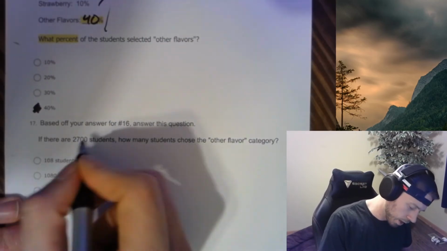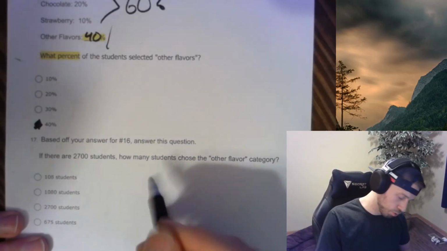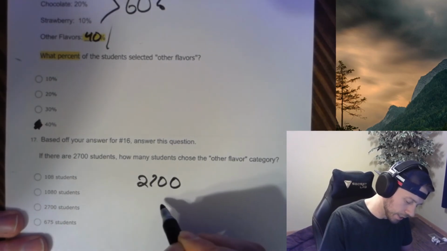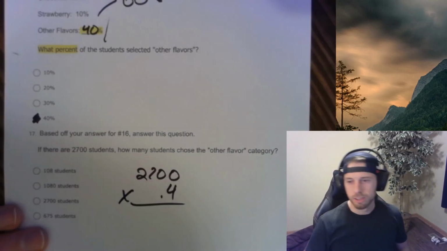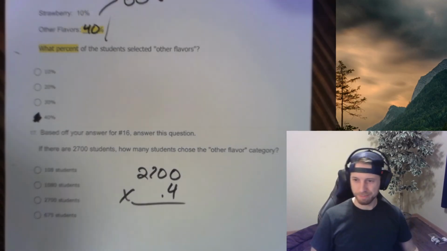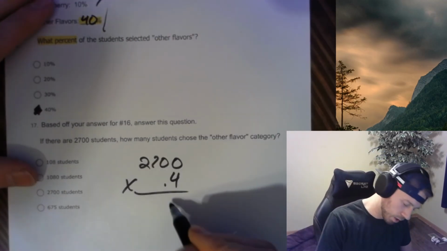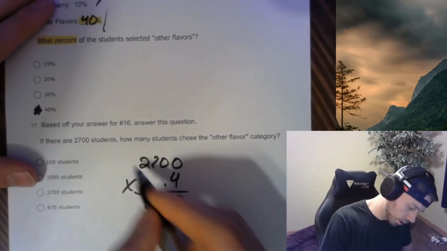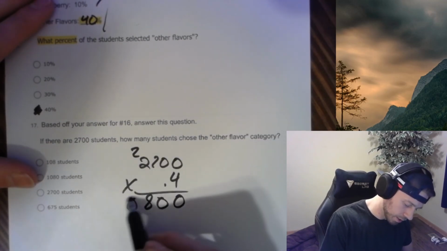Let's find out. To find 40% of 2,700, easy. 2,700 times 0.4, because that's what 40% is as a decimal. So 0, 0, 8 there. 4 times 2 is 8, plus 2 is 10.